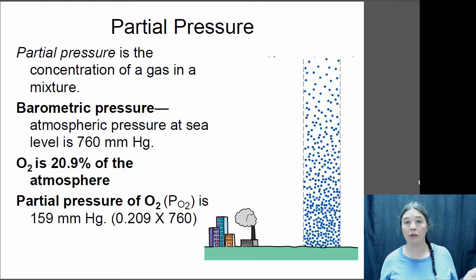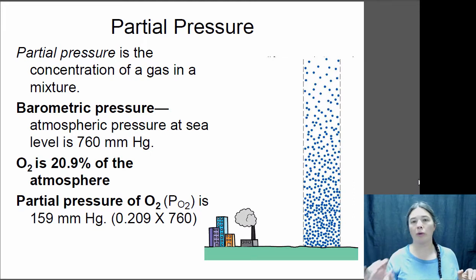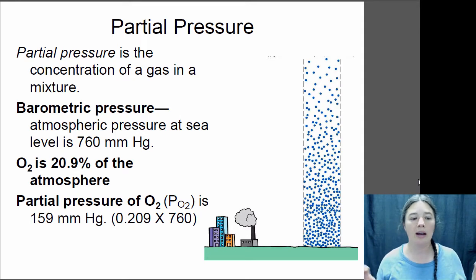So if you're at sea level, the air pressure is about 760 millimeters of mercury. That's how it's measured. It has to do with how much liquid mercury it can displace. And that's the total air pressure, so that's all of the gases that are in the air. But if you want to know about oxygen, for example, oxygen is about 21% of the gas in the air. And so the partial pressure of oxygen is the total pressure times that percentage, so times 0.209. And that gives you the partial pressure of oxygen at sea level.